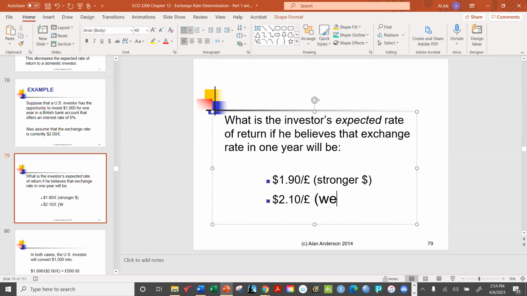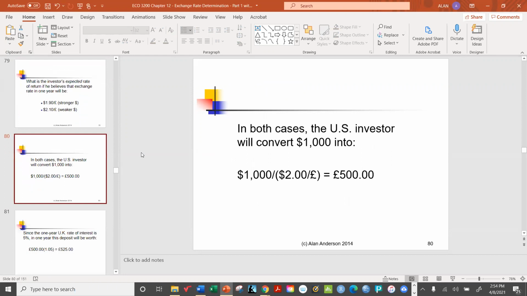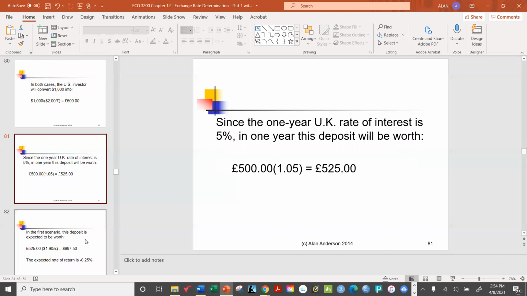Now, intuitively, you might think that we're hoping for a stronger dollar, but that actually turns out not to be the case. All right, let me fix that. Okay, so let's look at some numerical examples here. So either way, if we're going to hold sterling or pounds, we're going to convert $1,000 into British pounds at the current spot exchange rate, which is $2 a pound. So that means we'll have 500 pounds in our British bank account. That will stay there for 1 year and earn the British rate of interest, which is currently 5%. So when the year is over, we're guaranteed to have 525 British pounds. Now, that's wonderful, but we don't know for sure how many dollars that will be worth.